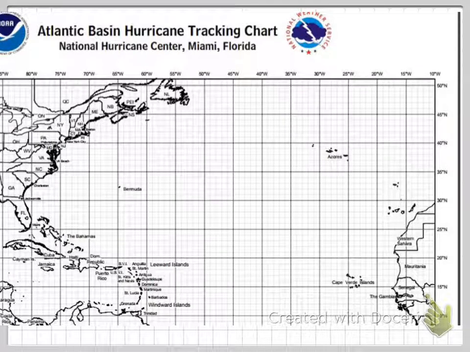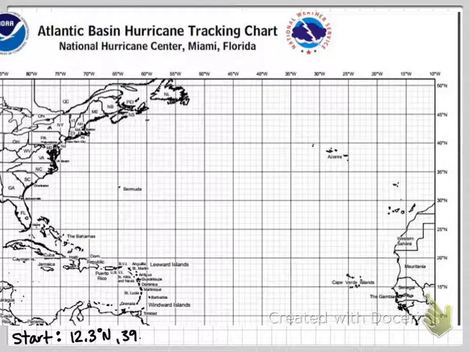Hurricane Jose, as it turns out, started, let me write this down. Okay, so he started at 12.3 degrees north, 12.3 degrees north, and 39.1 degrees west.